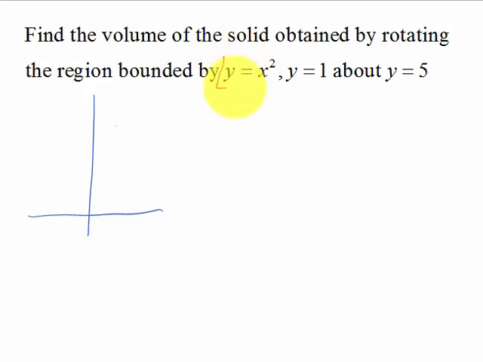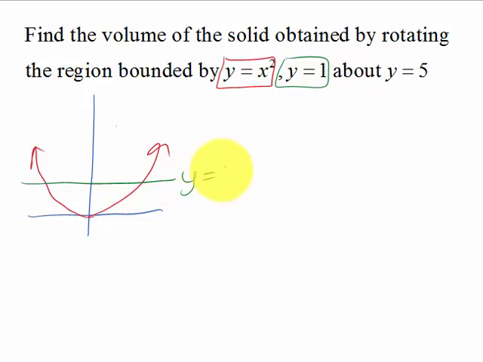We see that we have y equals x squared. That's just our basic parabola. And then we also have y equals 1. So that's just a horizontal line at y equals 1. Now we're rotating this around y equals 5. So let's go ahead and make our little axis of rotation up here at y equals 5.